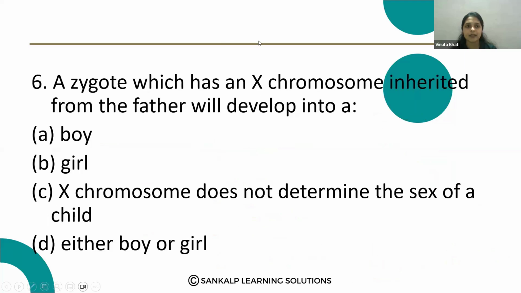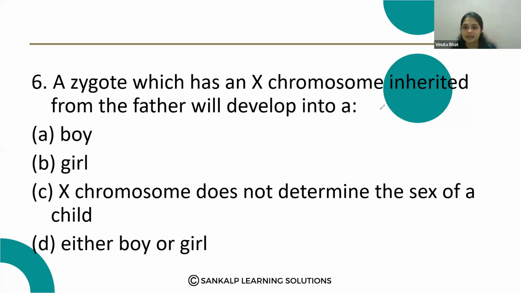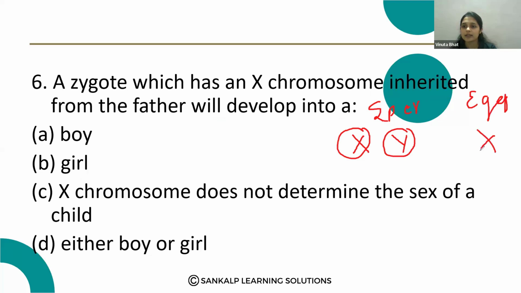Next question. A zygote which has an X chromosome inherited from the father will develop into A, boy, B, girl, or C, X chromosome does not determine the sex of the child, either boy or girl. So during fertilization, sperm always contain either X or Y, any. So that is not confirmed, but the egg always contains the X chromosome.